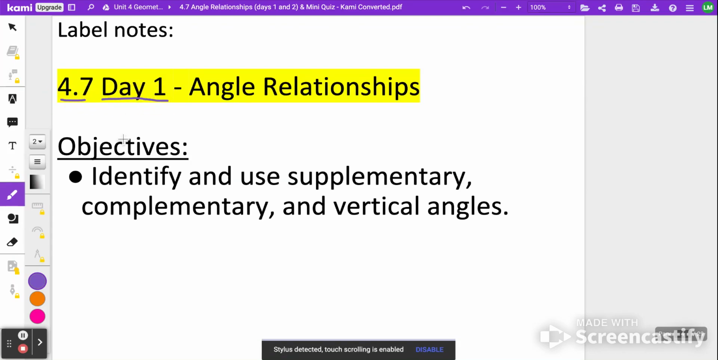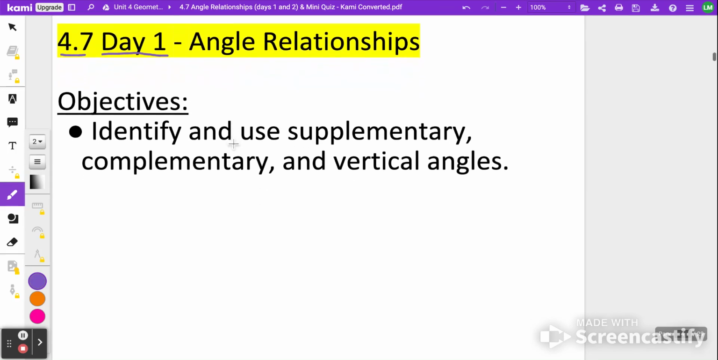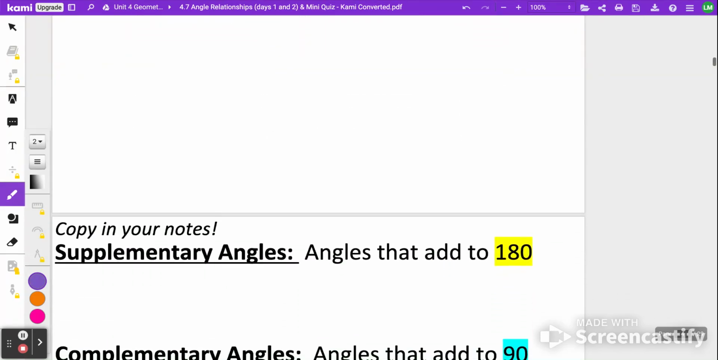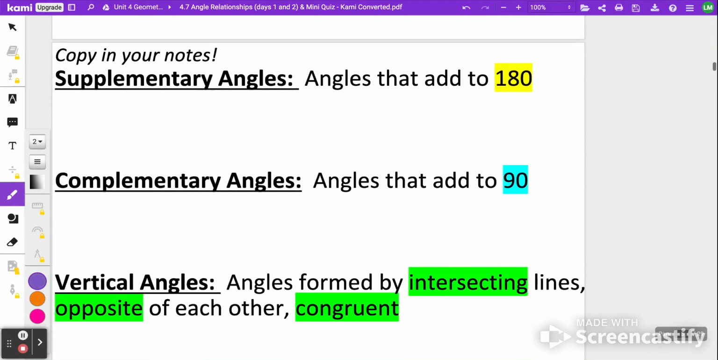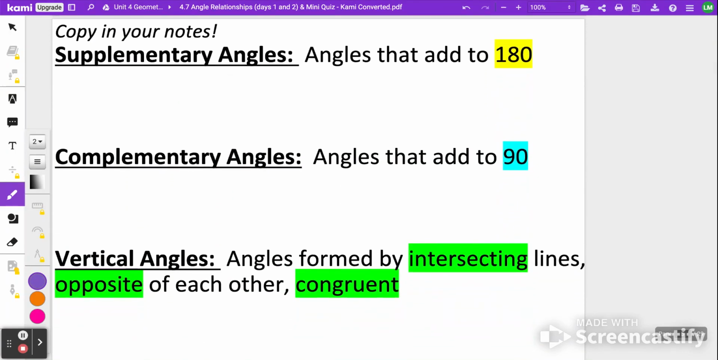So this is going to be the second half of chapter 4, and we're going to talk about angle relationships. Specifically, we're going to use complementary, supplementary, and vertical angle relationships to discuss what those mean. You may have gotten a printout of your notes, so these are going to be a little bit easier to fill out. So let's go ahead and fill out those blanks for the first section.